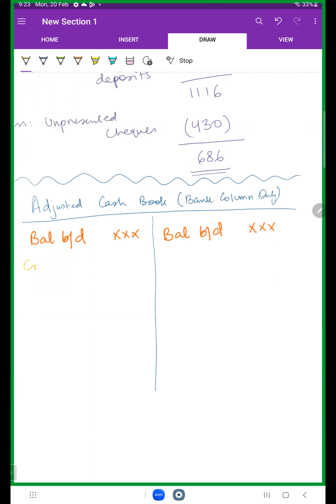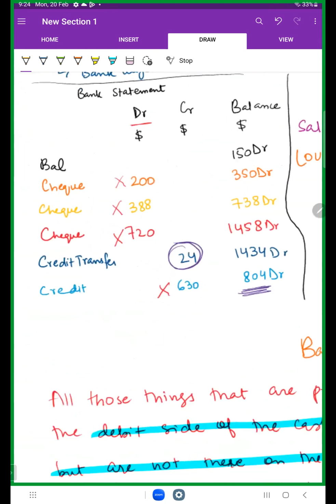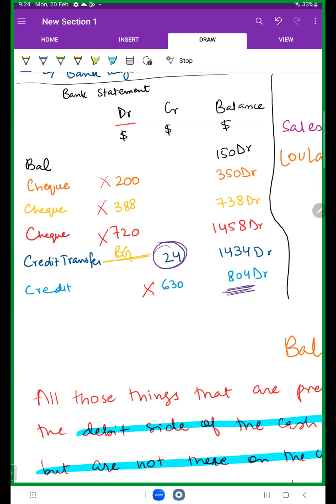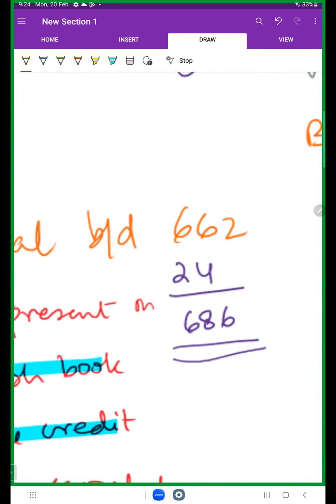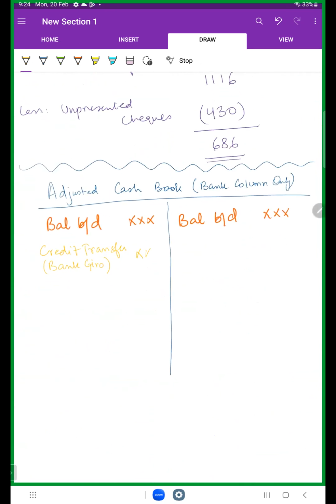Now, the 24th amount was a credit transfer, and this is also known as bank giro. So this is my bank giro, right? Yes. And it comes on the debit side of my cash book.